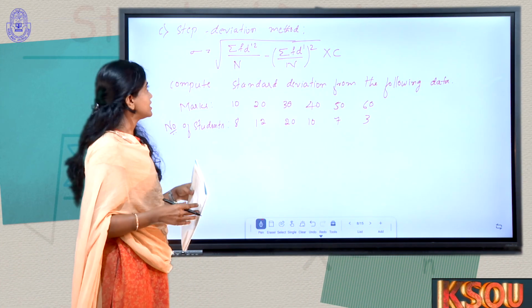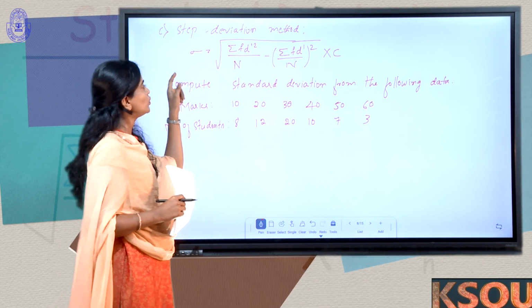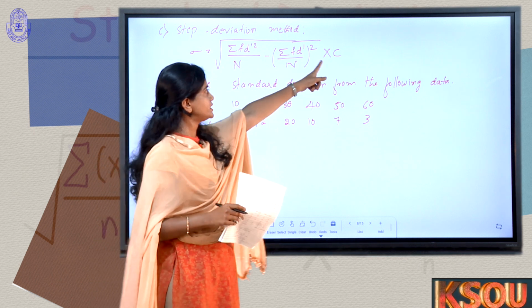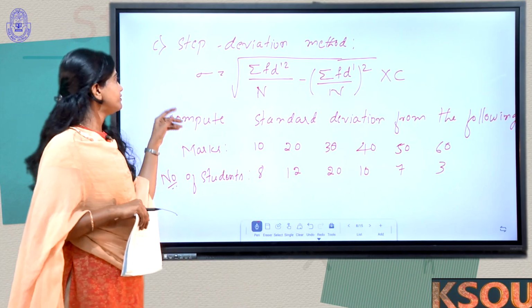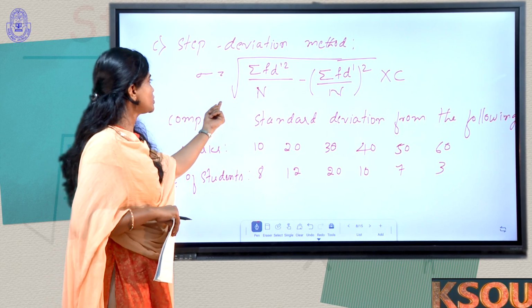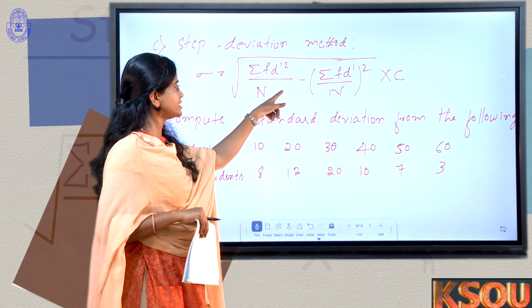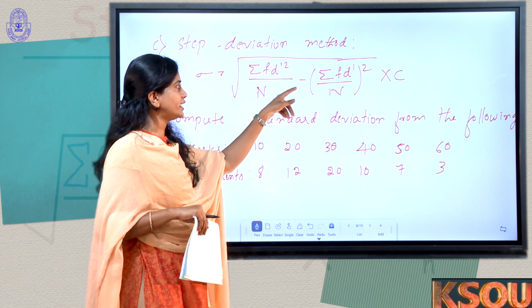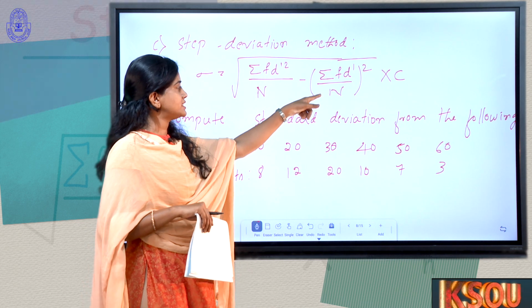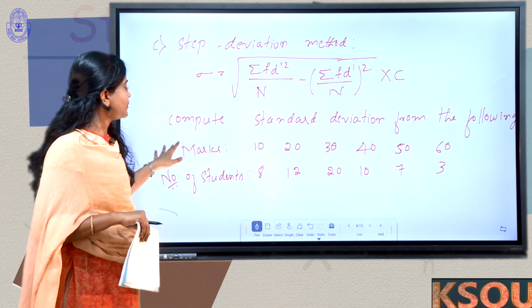So, next is step deviation method. Here you will have to take one more value, that is into C. You will have to take the class interval here. So, here you will have to take sigma is equal to square root of FD dash square divided by N minus sigma FD dash by N whole square into C. You will have to take that C out of the square root. So, let us see this example here.